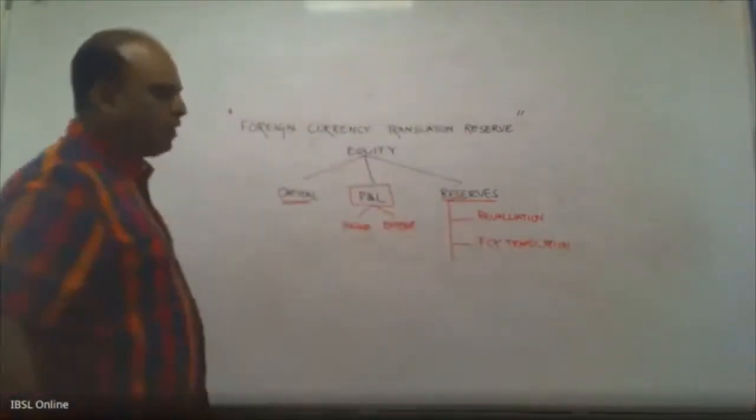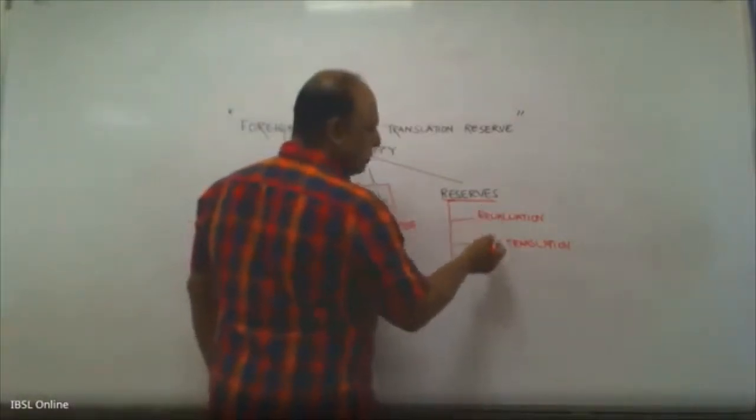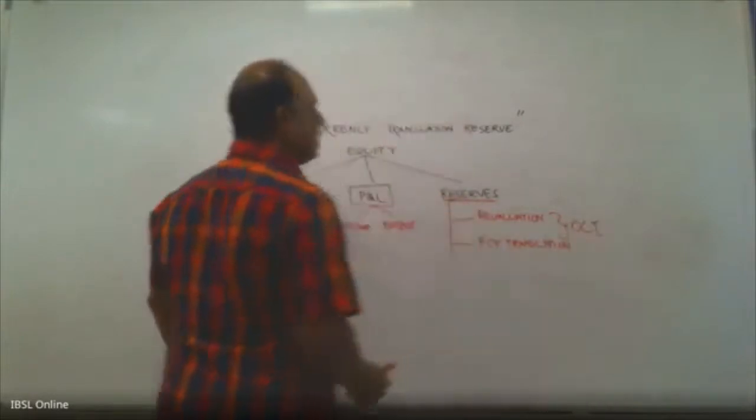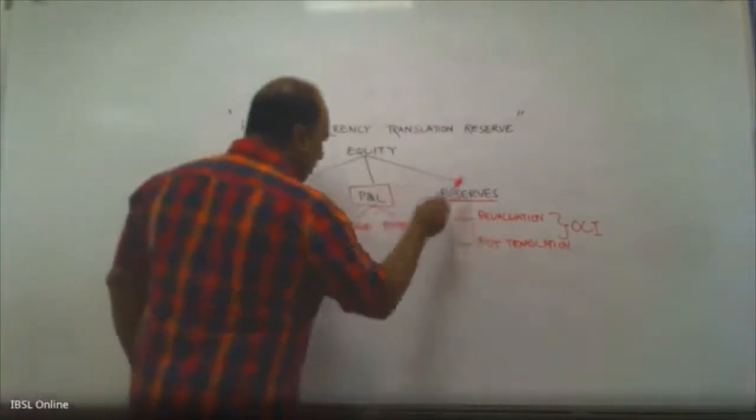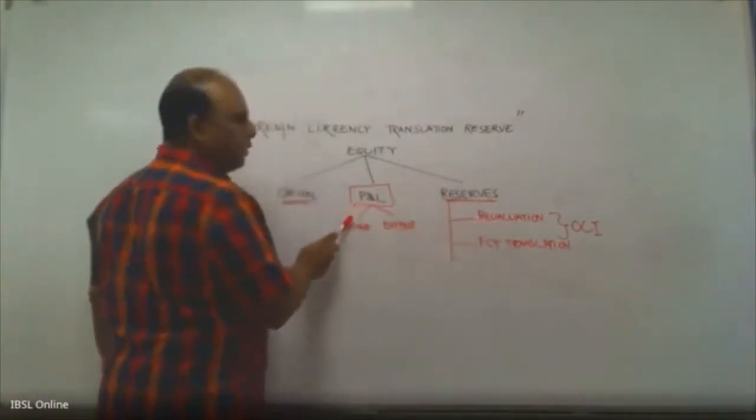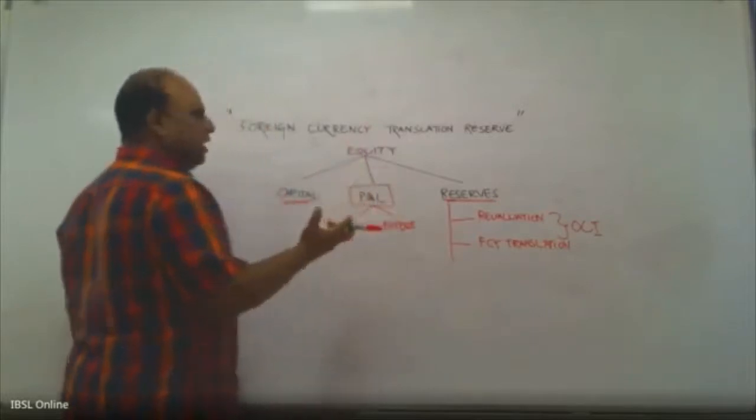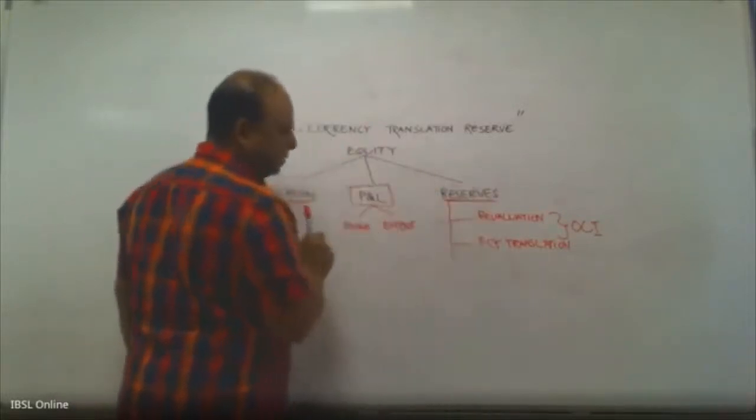Likewise, you can have several reserves. Now, all these types of reserves are routed through something known as OCI, other comprehensive income. So, any gain or loss, you don't take it here. That is very important. That is what you need to understand. So, the equity, when I say equity, it has three elements: the capital, the P&L, and the reserves.